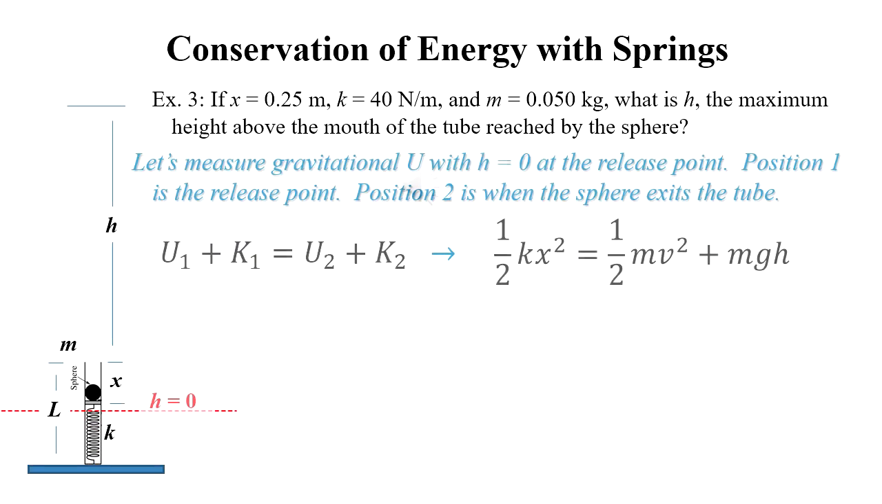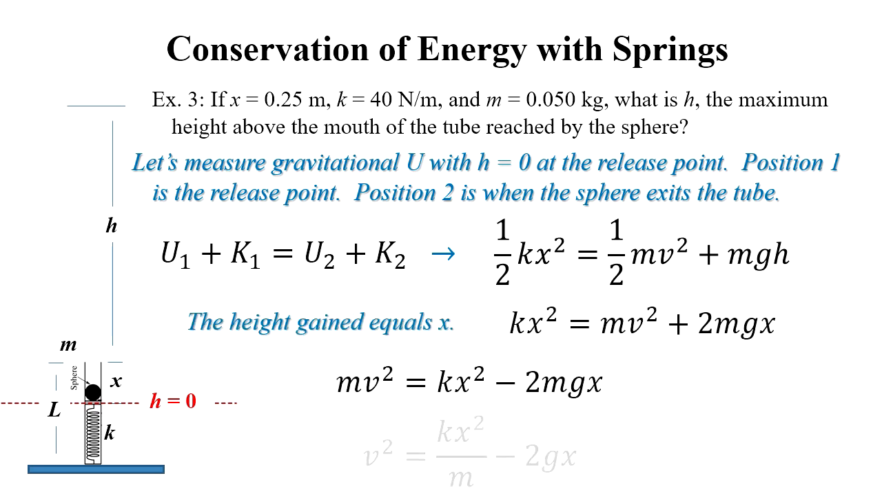For gravitational potential energy, let's choose to put our height equals 0 line at the release point. That seems to be a sensible thing to do. And we can let that point be our position 1. Position 2 is going to be at the top of the tube, just as the sphere is leaving the spring, flying off into the air. So we've got U plus K at position 1 equals U plus K at position 2. Position 1 has no kinetic energy, no gravitational potential energy. All of the mechanical energy is in the spring, 1/2 kx squared.